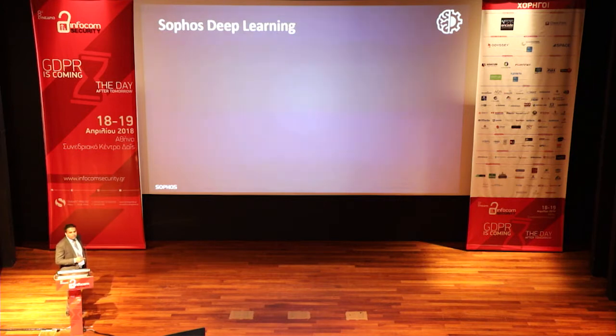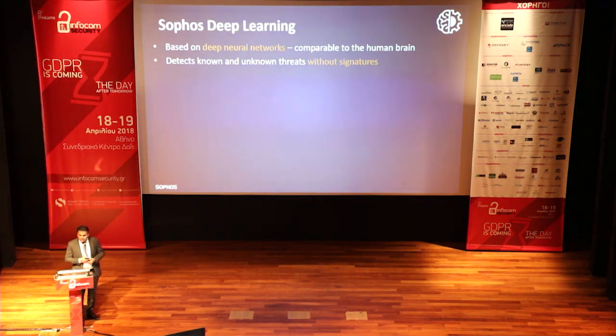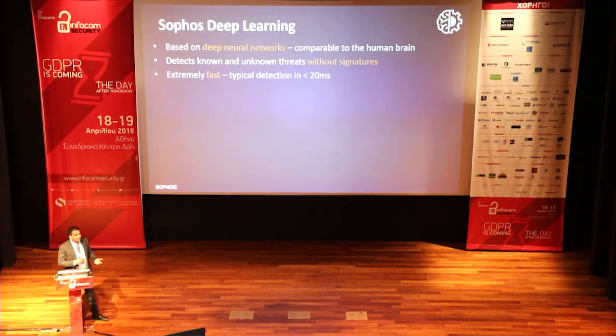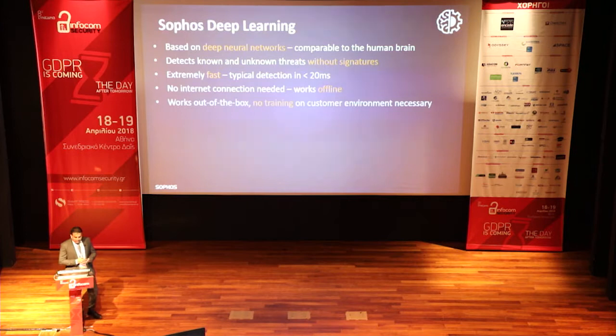What the Sophos next-gen endpoint has in deep learning is essentially based on neural networks, as I mentioned. It detects known and unknown threats without signatures, so you don't need a traditional anti-malware antivirus solution. And it's extremely fast. It typically takes less than 20 milliseconds to process and give you an output. It doesn't require an internet connection. It works out of the box, so there's no need for training in the customer environment. It's very reliable, having the lowest rate of false positives.